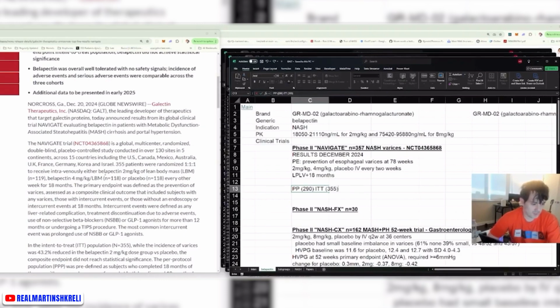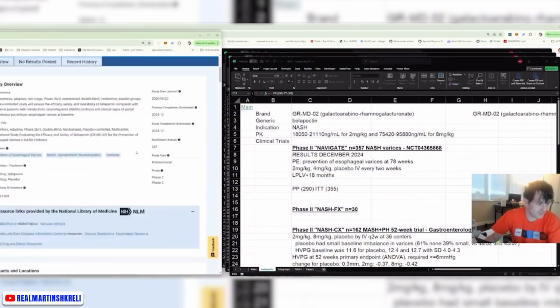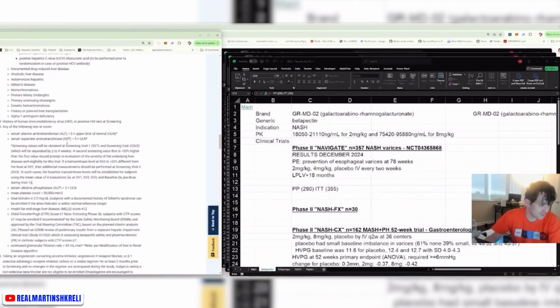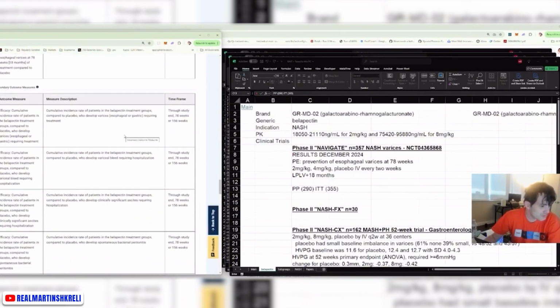Now they're saying there's a composite primary endpoint, which I'm confused about because I thought there was one primary endpoint, which is how many varices did you have at week 78? Maybe they changed the primary endpoint. Proportion of patients who develop new varices at 78 weeks. So what are they talking about?